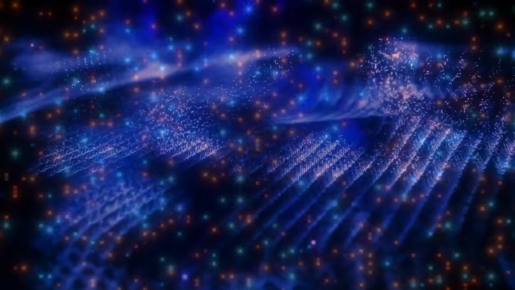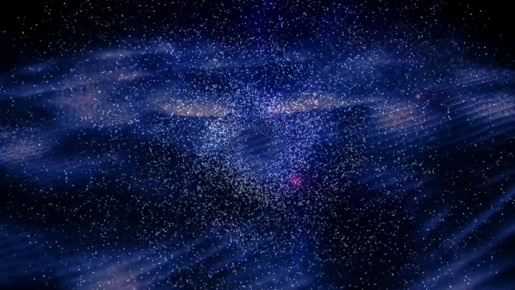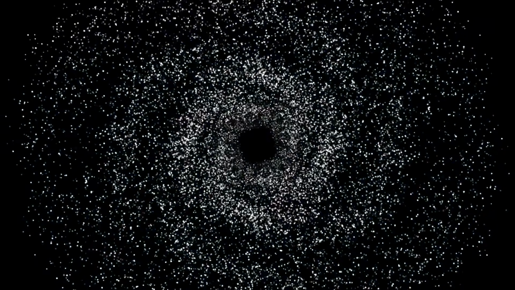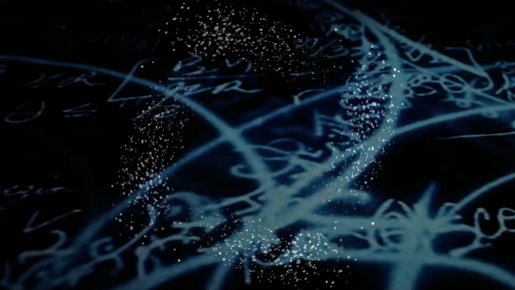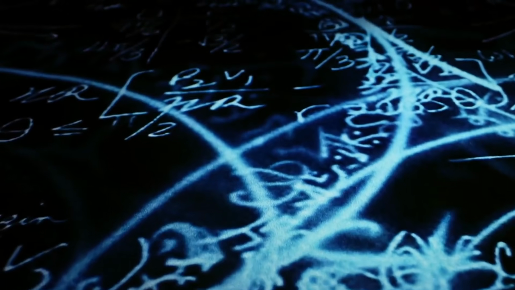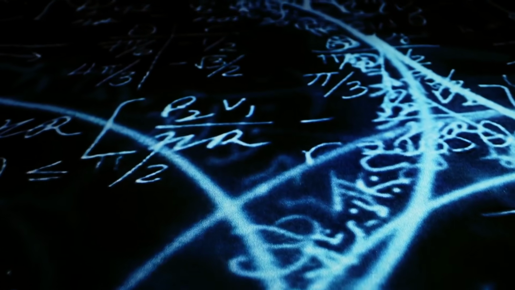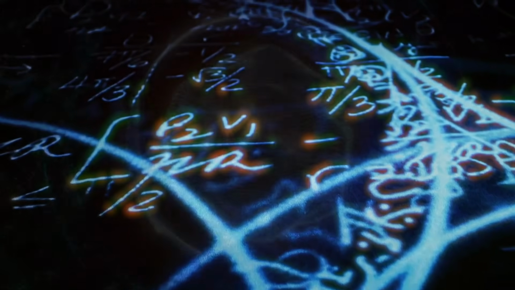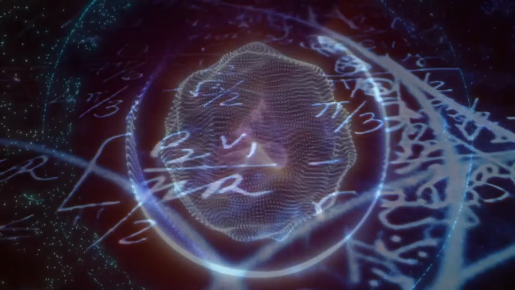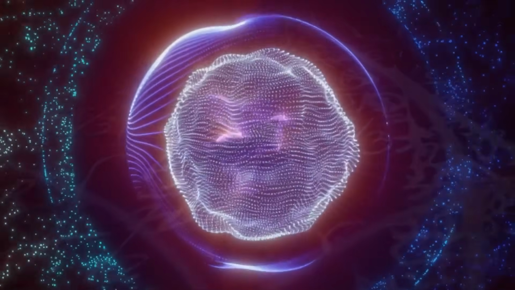But quantum mechanics and general relativity are fundamentally incompatible. While relativity describes gravity as a curvature of space-time, quantum mechanics treats gravity as a force mediated by particles, so-called gravitons. This conflict between the two theories has led scientists to search for a deeper theory that can unify them, a theory of everything.